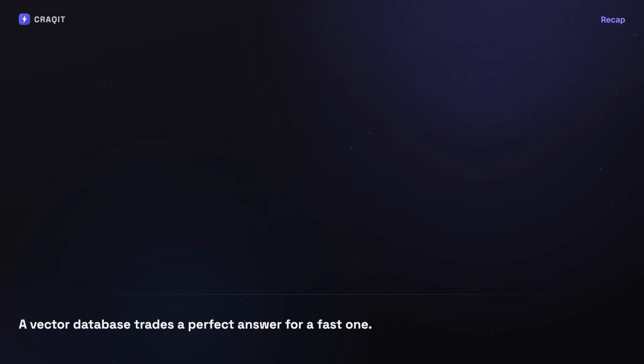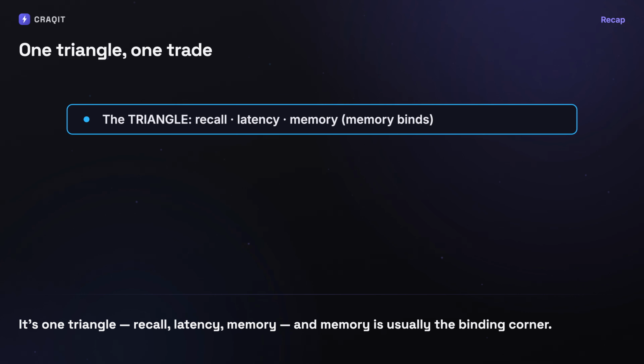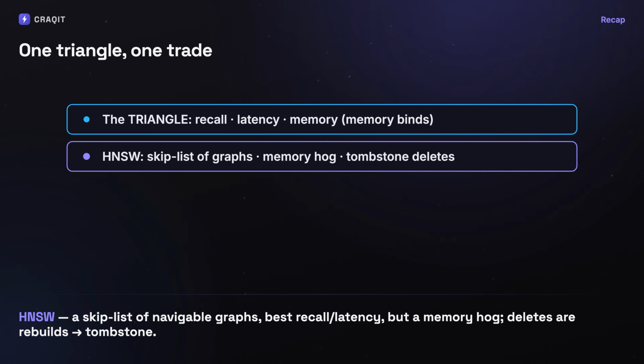So, a vector database trades a perfect answer for a fast one. It is approximate by design, and the whole field is one triangle: recall, latency, and memory, with memory usually the binding corner. Brute force is order n, and dies at scale, so you use ANN, and you measure it as recall. HNSW is a skip list of navigable graphs, coarse to fine, the best recall to latency ratio, but a memory hog whose deletes are rebuilds, so you tombstone.